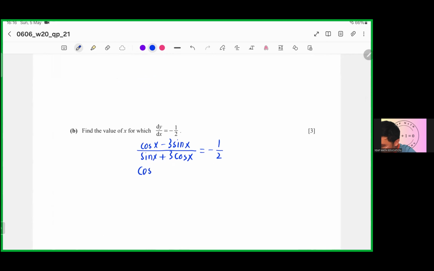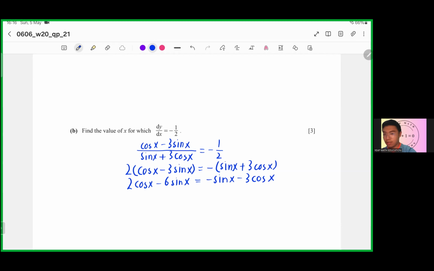Okay, that's cos minus 3 sine equals to negative. Here I put 2, negative sine x plus 3 cos. Then multiply: 2 cos minus 6 sine x equals to negative sine x minus 3 cos.